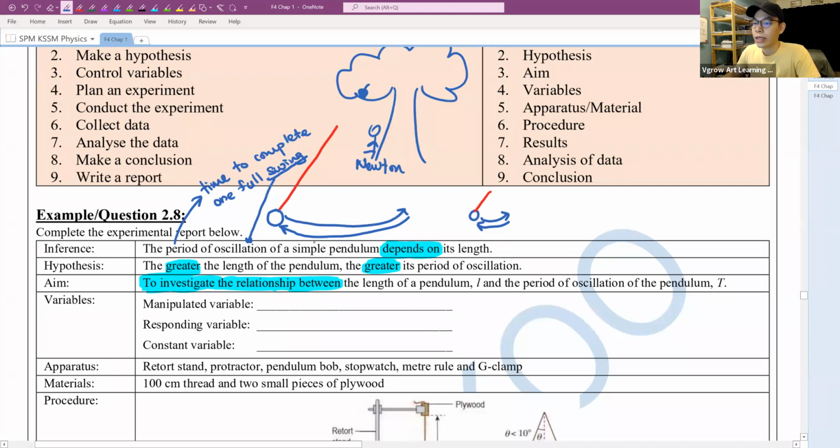So what do you think we are manipulating here? Now we'll state the variables. There are a few blank spaces here and we're going to fill them in. What do you think we are trying to manipulate? And what do you think is the result that you will get?